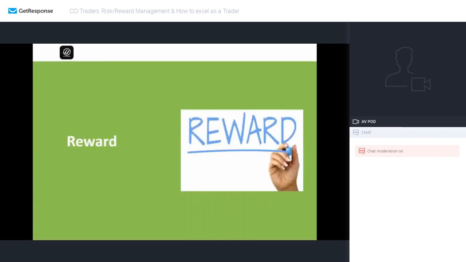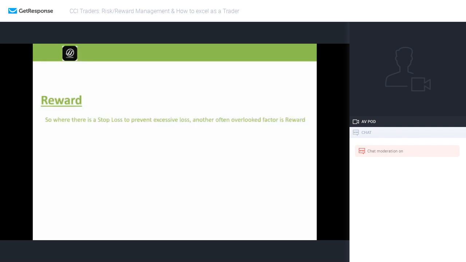Moving on to reward. Now, reward is important as well, and there is a relationship between reward and risk, which we will cover. But where there is a stop loss to prevent excessive loss, another often overlooked factor is reward. Traders have missed vital profit through not having a take profit level on a trade. So let me give you an example of what I mean by that. A trader places a trade one day. They let it go into the market and they let it run until they want to come back to it and look at it the next day.